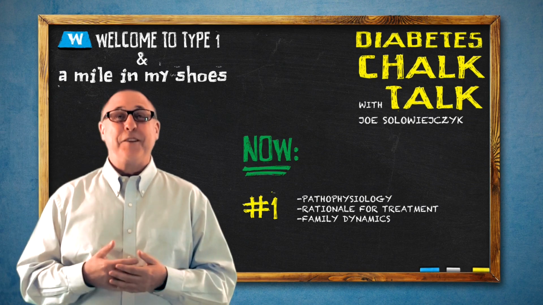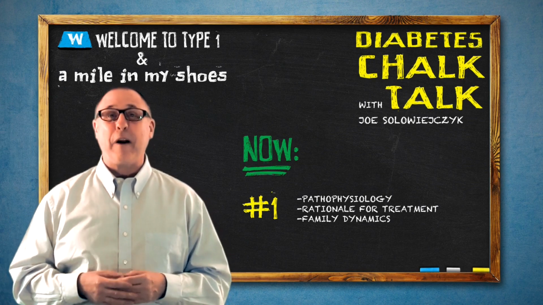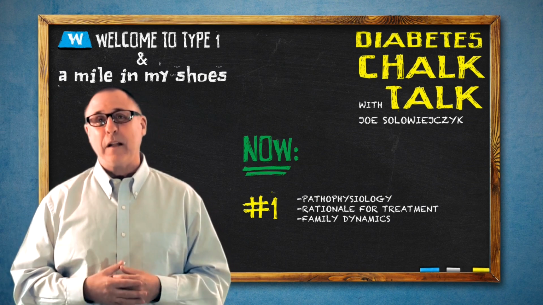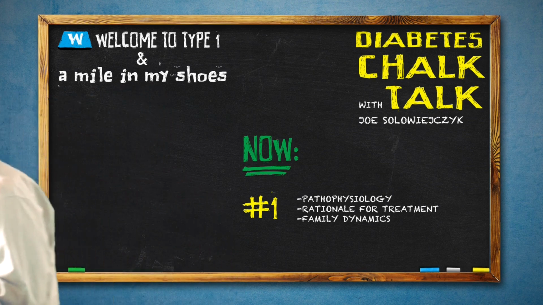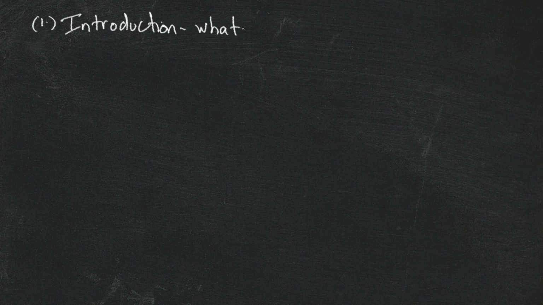Now we're going to talk about the introduction to type 1 diabetes, rationale for treatment, pathophysiology, as well as family dynamics. Let's do an outline of what we're going to be talking about today. So we're going to start off with an introduction. We're going to talk about what went wrong, or as I say in the field, pathophysiology.